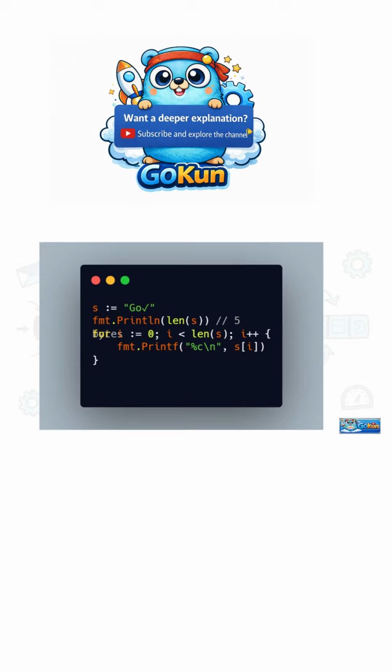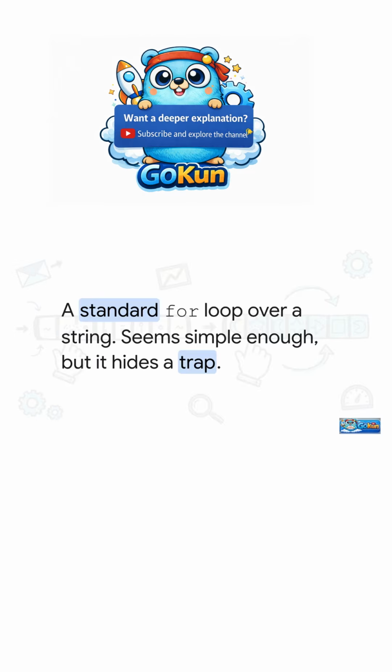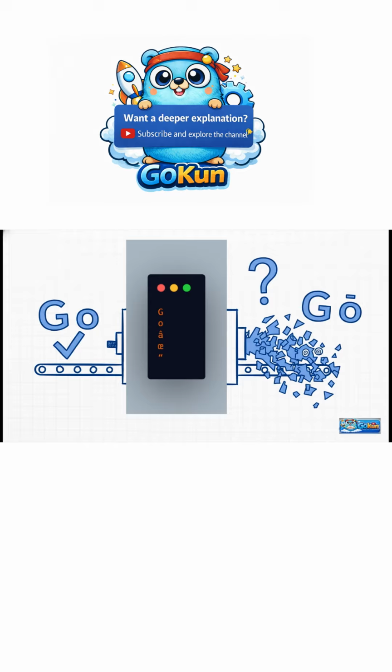Take a look at this Go code. Super simple, right? It's just a standard for loop over a string. You'd expect it to just print out each character one by one, but there's a nasty little trap hiding in there. And when you actually run it, you get this.